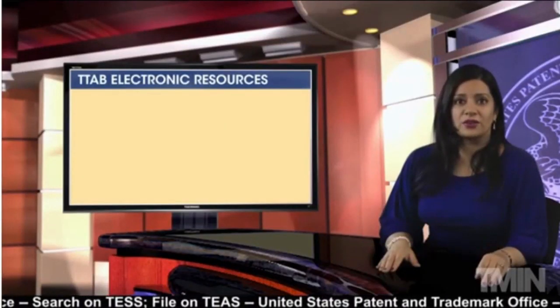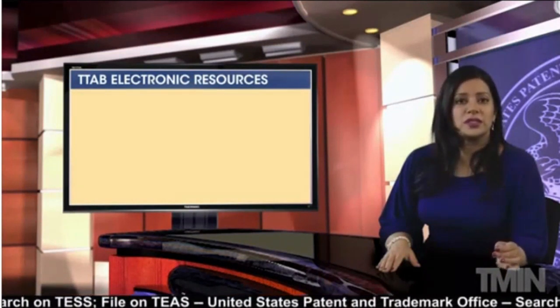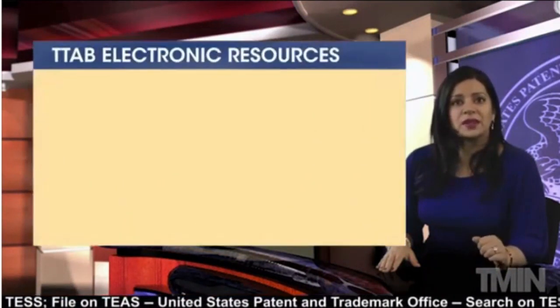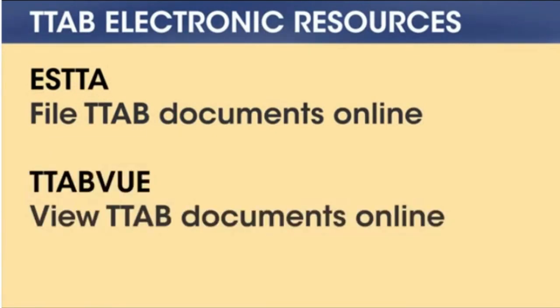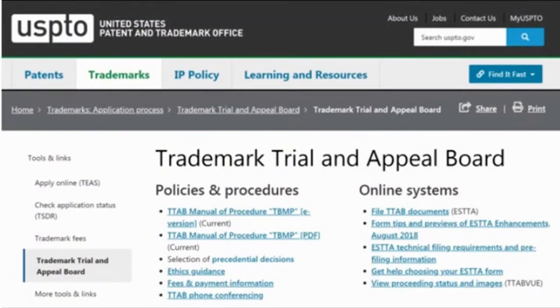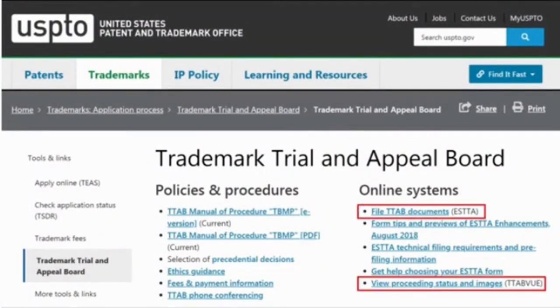If you do decide to file on your own, you are encouraged to use the TTAB's online tools. You can file documents with the TTAB using the ESTTA system, and you can view TTAB documents online by using TTAB View. Both of these tools are available through the TTAB page of the uspto.gov website.